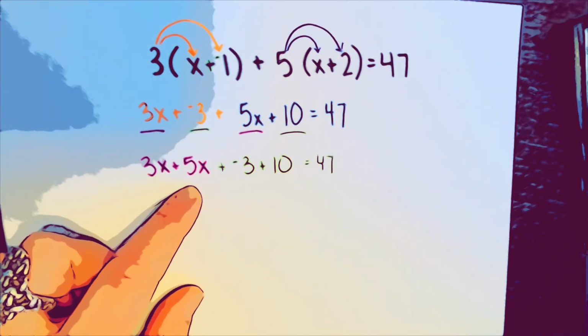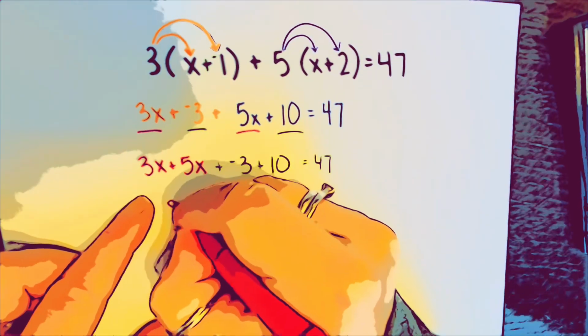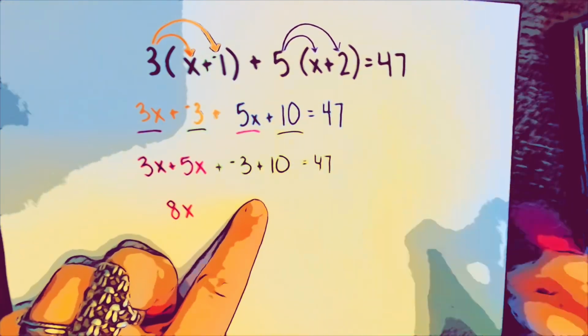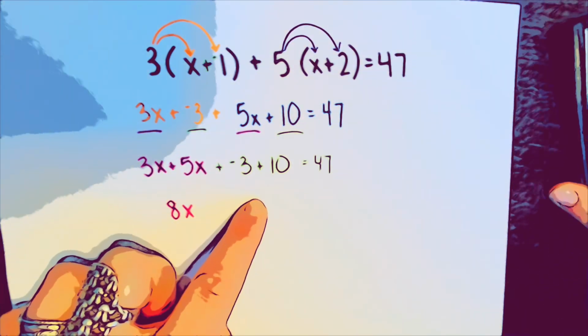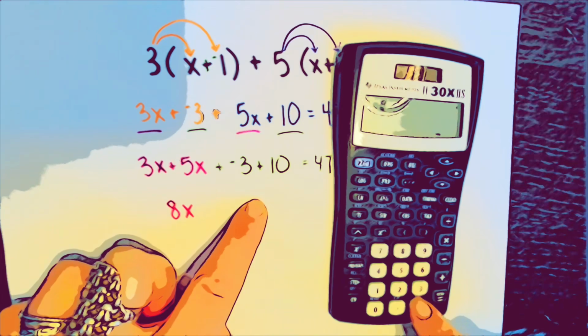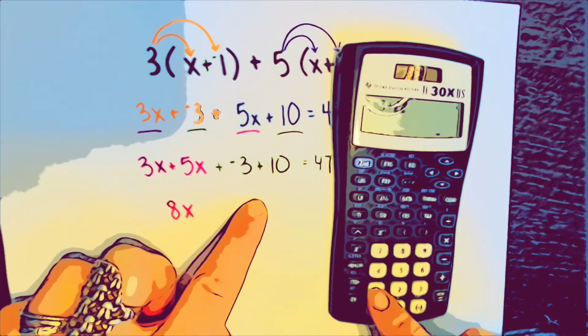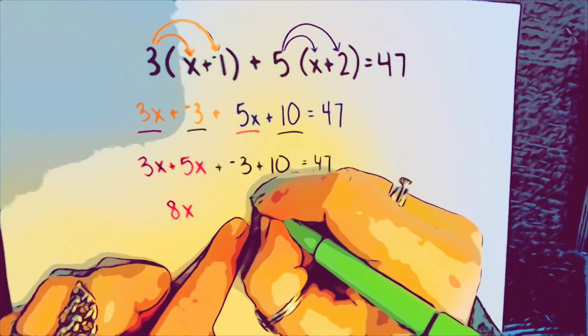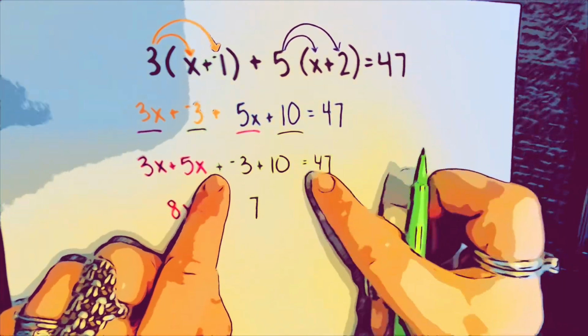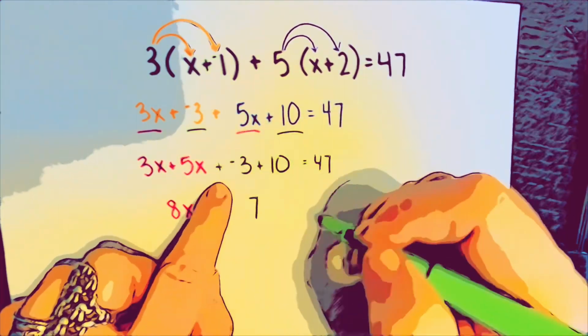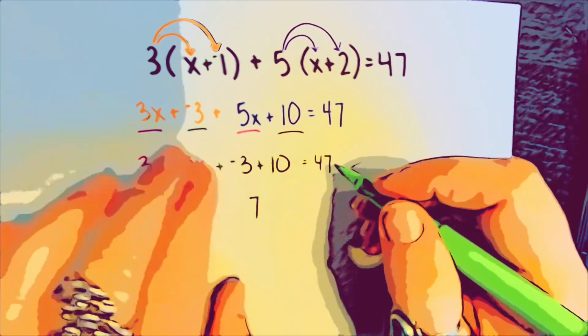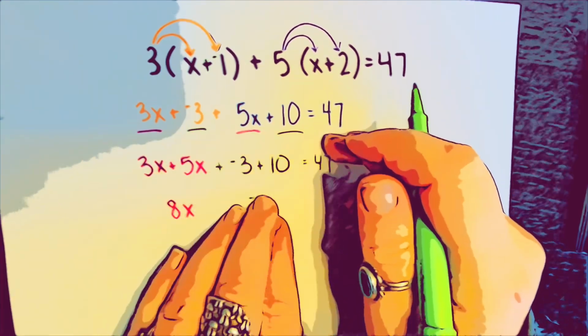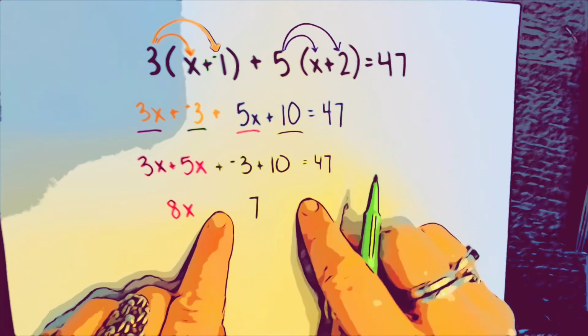What is 3x plus 5x? That is 8x. What is -3 plus 10? Let's use our calculator. -3 plus 10 is +7. And we are going to bring down our, see, we had 5x here. That's this portion. We have 7 here. That's this portion. We need to bring down our plus, equals 47.